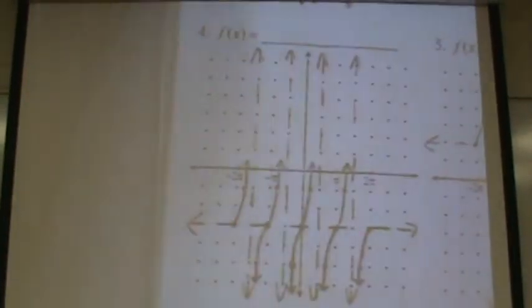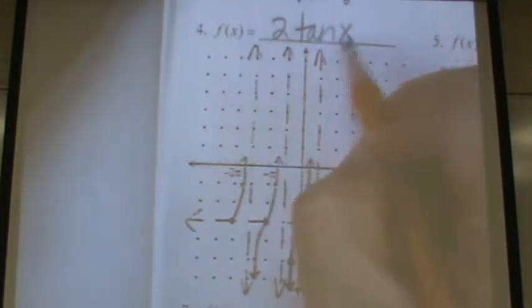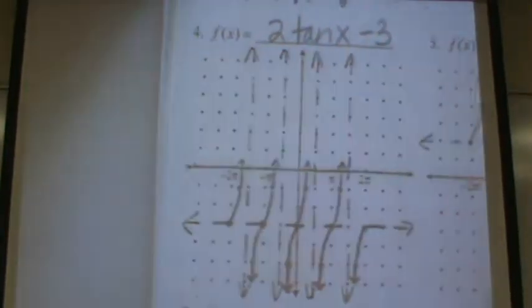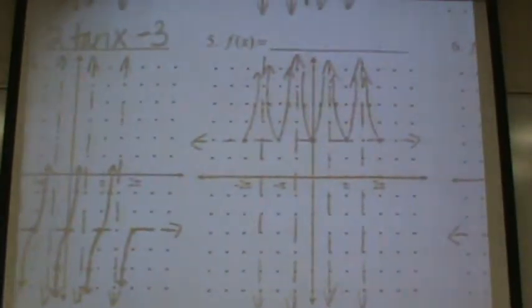Number 4, 2 tangent x minus 3. Number 5, absolute value, plus 2.